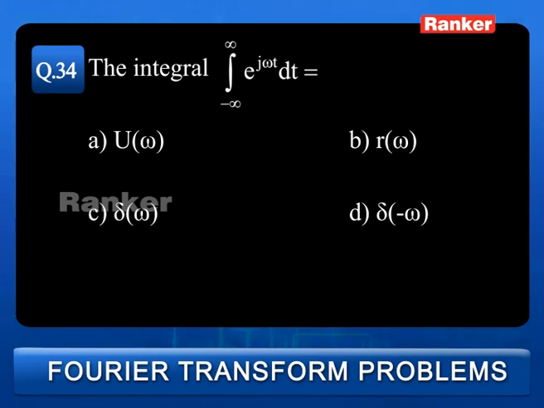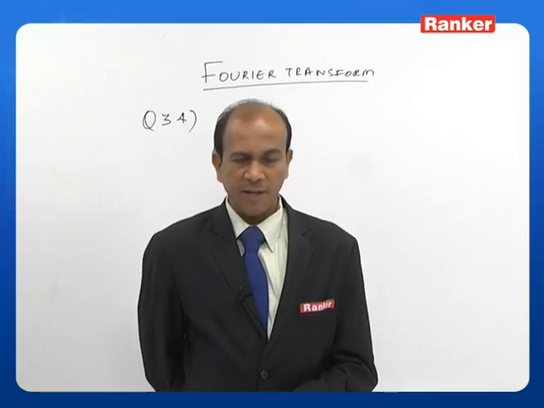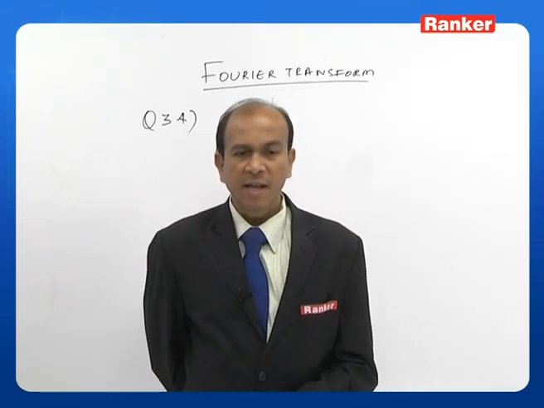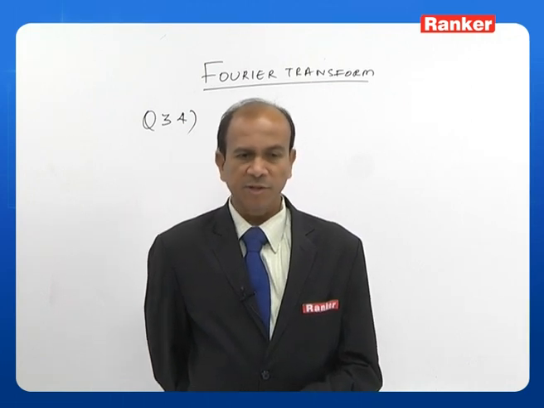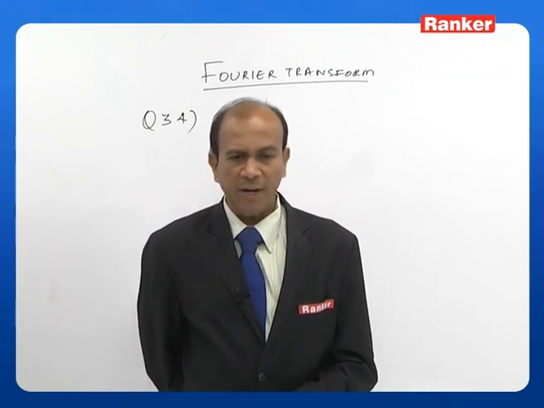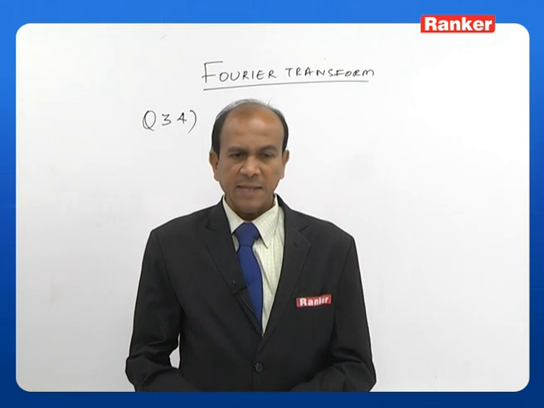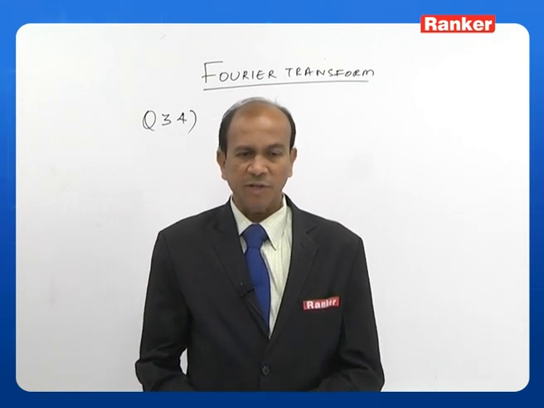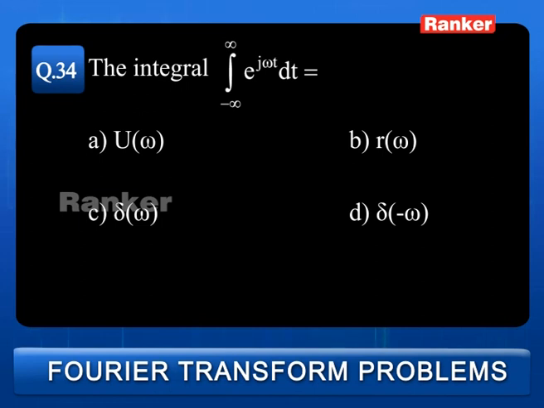34th question. The integral from minus infinity to plus infinity of e to the power of j omega t dt is equal to: A, u of omega; B, r of omega; C, delta of omega; and D, delta of minus omega. That means when I integrate e to the power of j omega t dt within limits minus to plus infinity, is it a unit step function in the frequency domain, or a ramp function, or a delta function, or a delta of minus omega? The answer is C, you will get a delta function in the frequency domain.